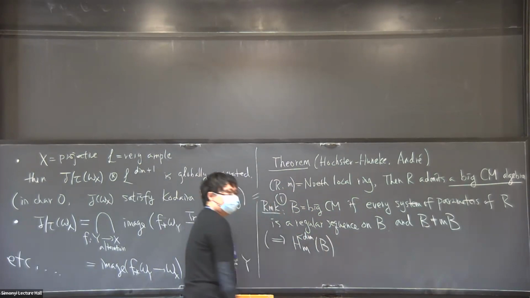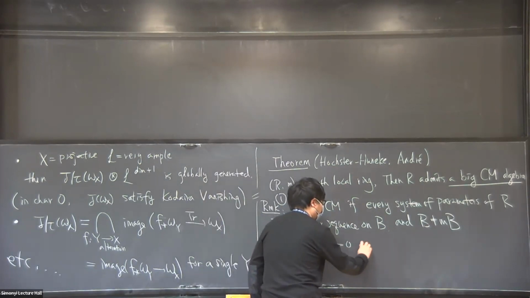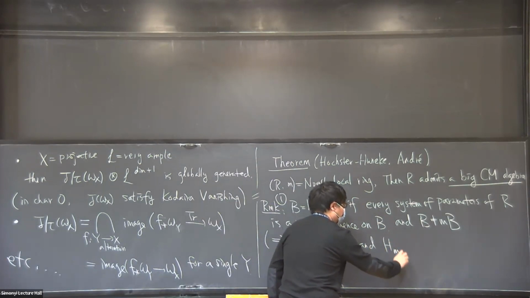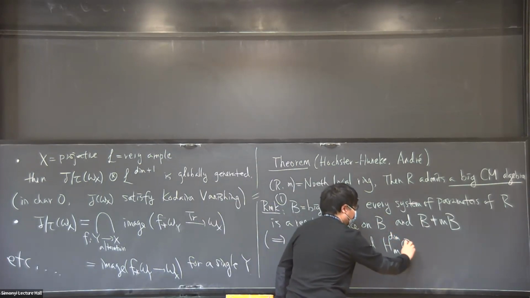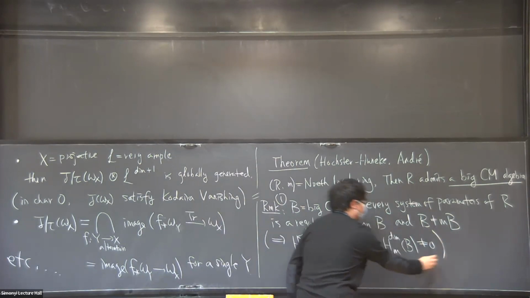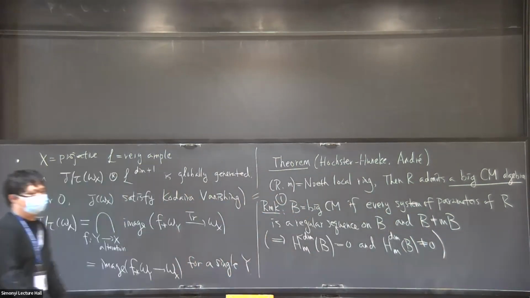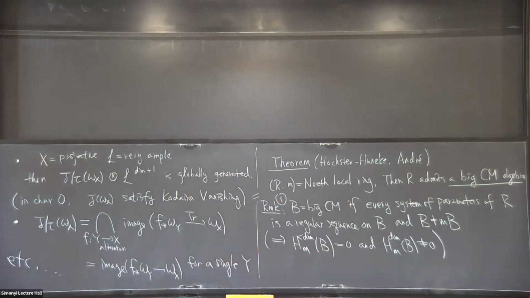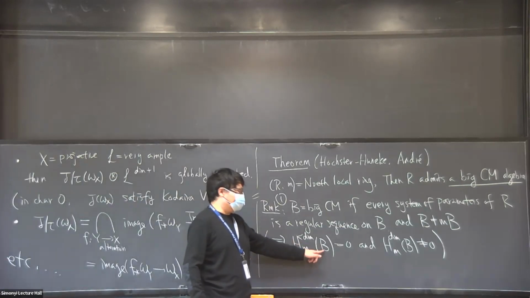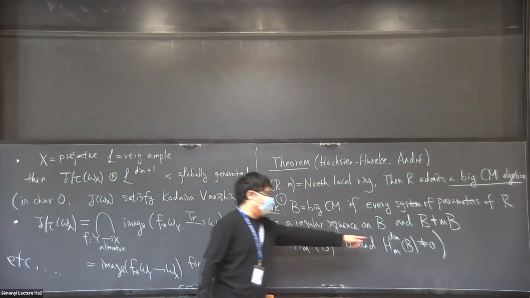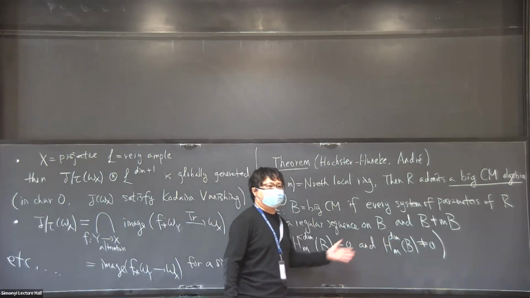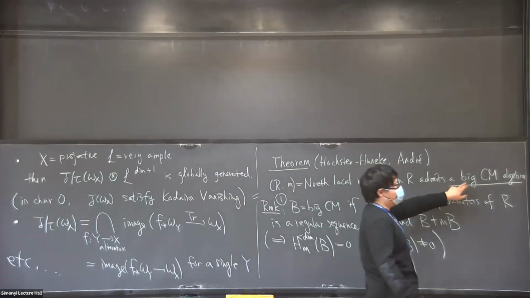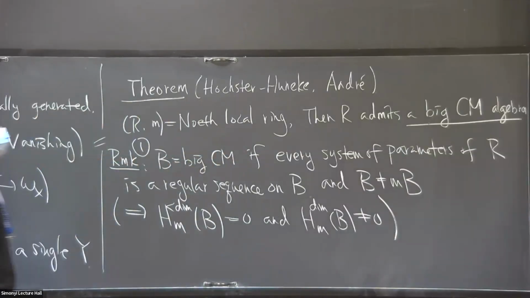the lower local cohomology of B is 0, and the top local cohomology is not 0. Okay, so we know that local cohomology captures the depth of a module, at least in the Noetherian setup. So this is sort of like saying this huge object B has depth the largest possible. So that's why the name big. The big just means these B's are not necessarily finitely generated, not necessarily Noetherian. Actually, in most cases, they are not Noetherian.